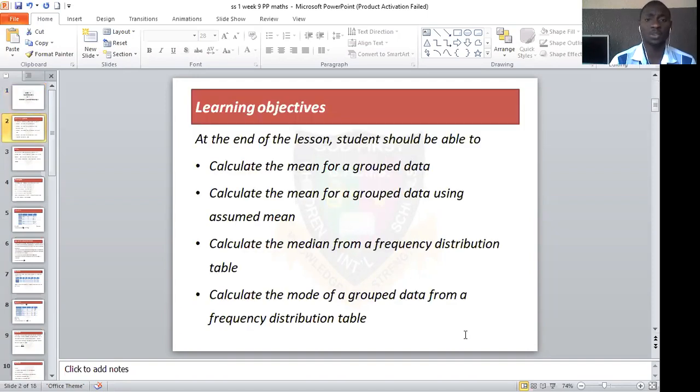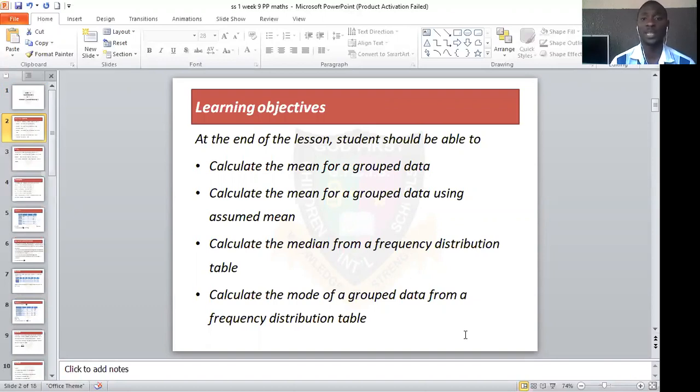At the end of the lesson, students should be able to calculate the mean for ungrouped data. We all know how to calculate the mean for ungrouped data. That is the summation of all the data given divided by the total number of data given. That is, if we have 1 to 10, that is 1 plus 2 down to 10, divided by the total number, which is 10. And if you are using a frequency distribution table, you get your item represented as x, your frequency as f, and the summation of the product of the frequency and the data divided by the summation of f. That's how to calculate the mean for ungrouped data, which is applicable to grouped data too. But we'll look into that as we continue.